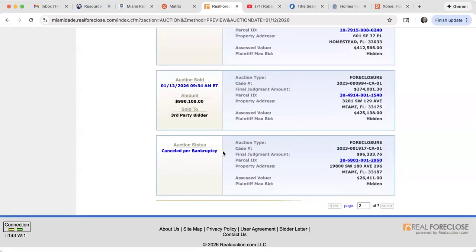Let's go to the next one. Look at this one. This one was sold at 9:34, so it took 34 minutes. But ultimately, this sold to a third party bidder for $990,100. You may ask yourself, man, that's an expensive property to buy at auction. Well, let's take a look at the property, 3201 Southwest 129th Avenue.